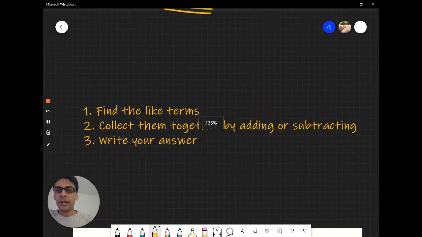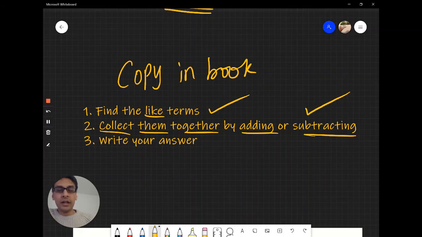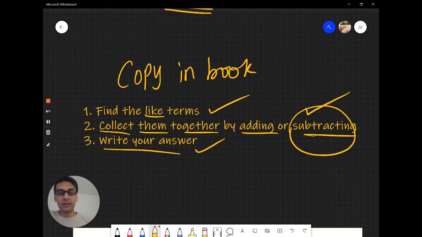Here are the 3 points that should now be copied into your books. So copy in book. Find the like terms, collect them together by adding or subtracting. There's not going to be any multiplying or dividing today that we need to worry about. And then you need to write your answer. And those are the 3 simple steps that you just need to follow when you have like terms. You need to be really careful when you're subtracting those. So sometimes there'll be some negative numbers in the question.